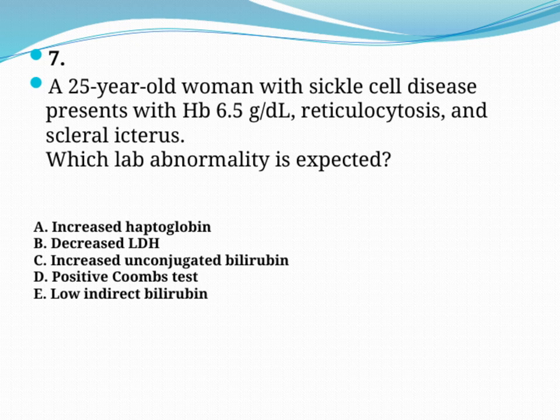A positive Coombs test indicates immune-mediated hemolysis, but sickle cell hemolysis is usually not immune-mediated. Lastly, low indirect bilirubin wouldn't fit because in hemolytic states, indirect bilirubin is usually elevated. So the most consistent lab abnormality here would be an increase in unconjugated bilirubin, reflecting the increased breakdown of hemoglobin from hemolysis. This ties into the overall theme of hemolytic anemia in sickle cell disease.